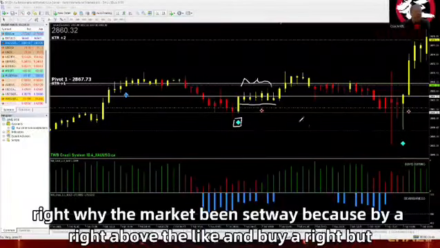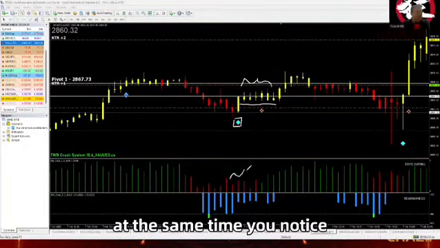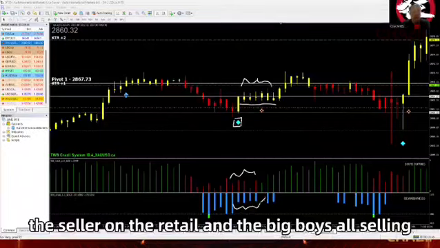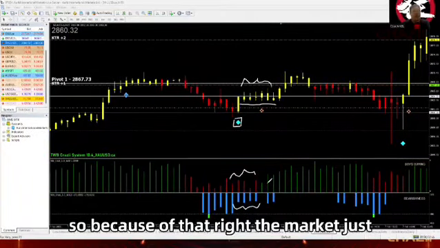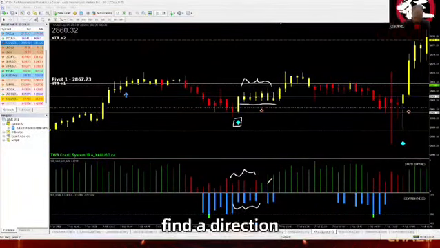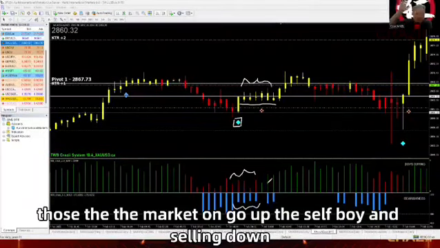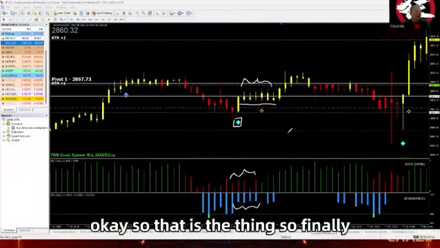Because by right, above the line you can buy, right? But at the same time, you notice the sellers from the retail and the big boys are all selling. So because of that, the market just couldn't find a direction. Those who want the market to go up, the sellers want to sell it down. Okay, so that is the thing.